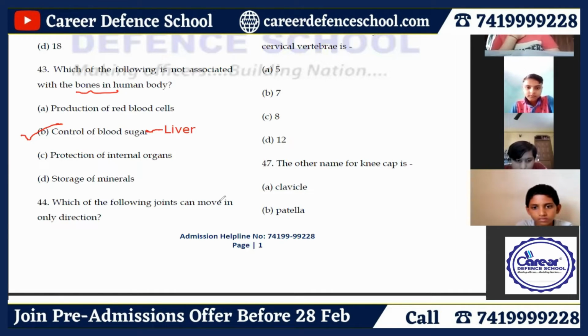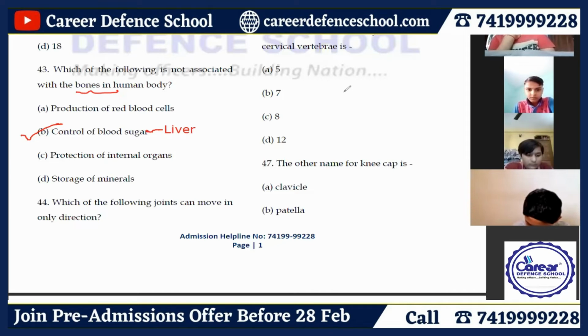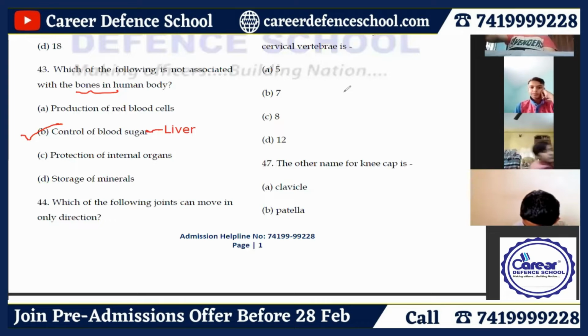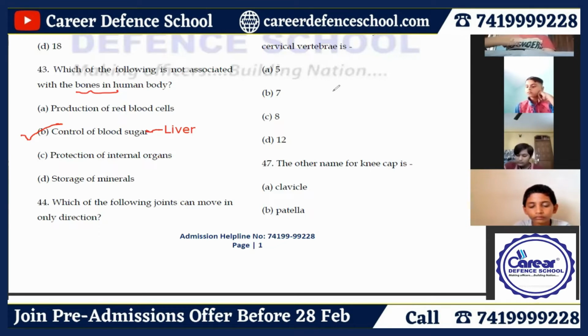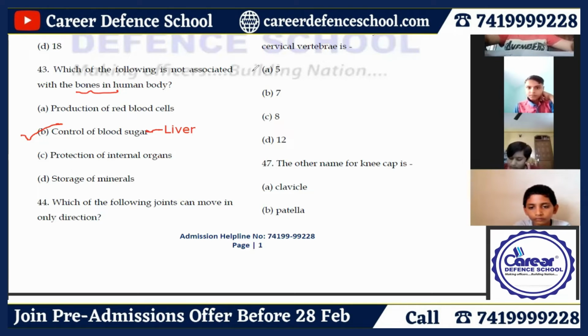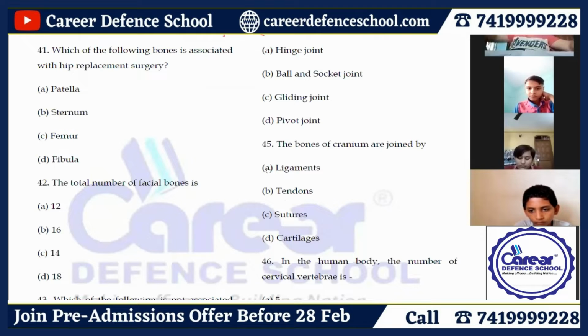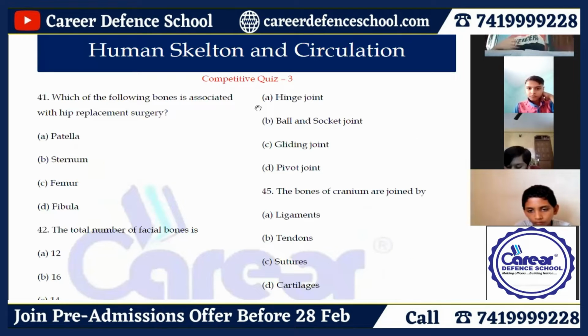Which of the following joints can move only in one direction? Just listen to this question carefully. The answer given at the back is wrong, so don't check from the back. Which of the following joints can move only in one direction? Now just tell me. Its options are hinge joint, ball and socket joint, gliding joint and pivot joint.